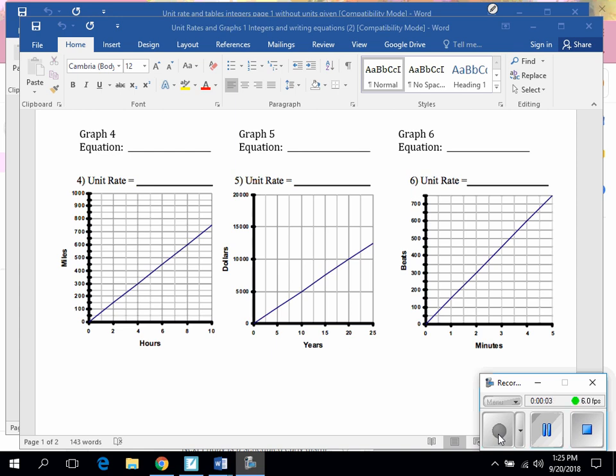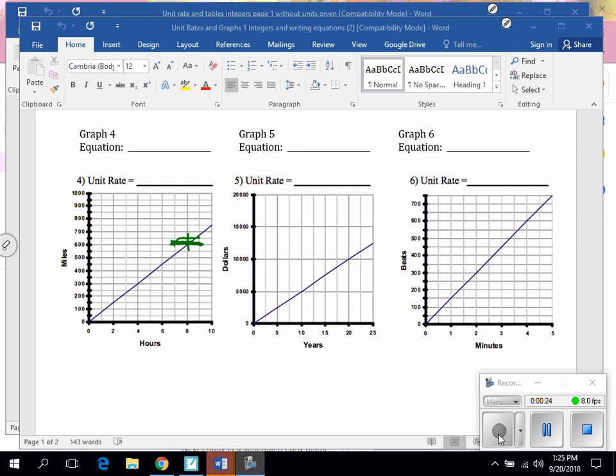In this video, we're going to find the unit rate and we're going to find the equation as well for problems 4, 5, and 6. Let's take a look at graph 4 first. Remember, when you're choosing a point, you want to find where the grid lines cross. So that would be a good point to choose.